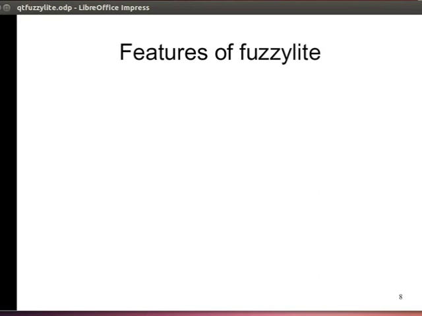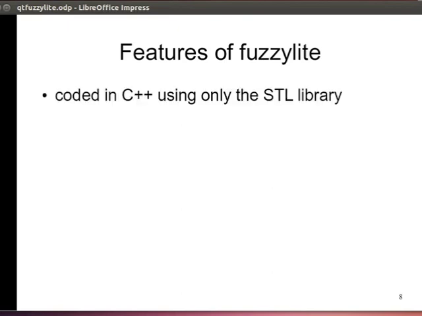Now that you know how to create a fuzzy engine in qtfuzzylite, I'm going to talk a bit about the features of FuzzyLite, just the library itself. First, it is completely coded in C++, and it doesn't use any other library than the standard template library. So no Boost is included, nothing else except what a standard installation of C++ would contain.